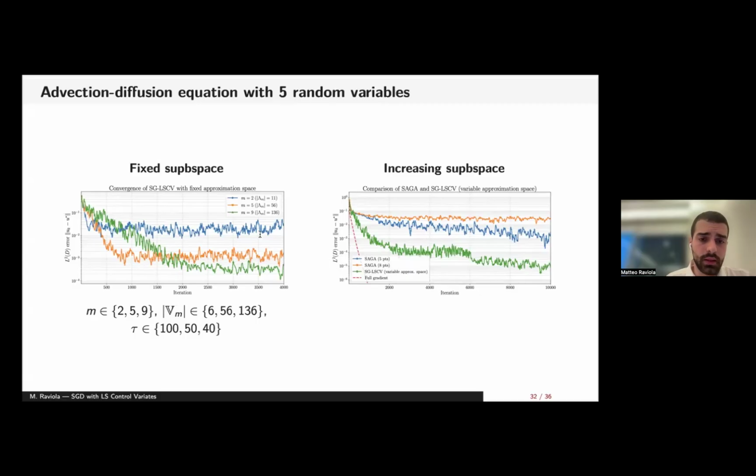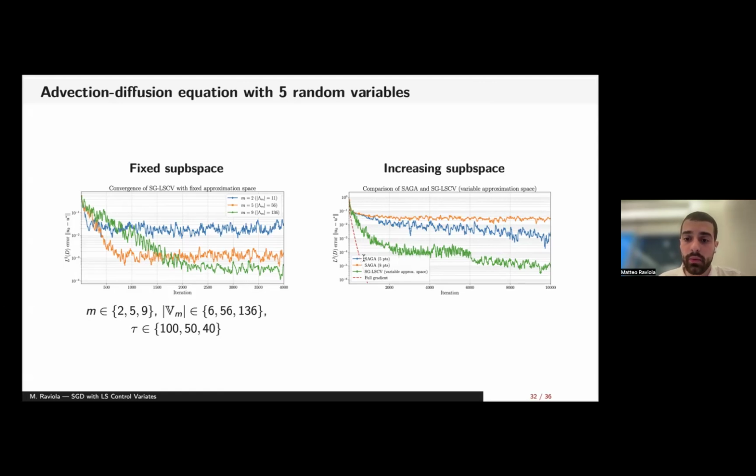So with this example, we have a similar picture as earlier. On the left we have the fixed subspace: fast convergence for a small subspace but stagnation at a high error, and vice versa as we increase the size of the subspace. And on the right, we have again our variable approximation space, which confidently beats SAGA.